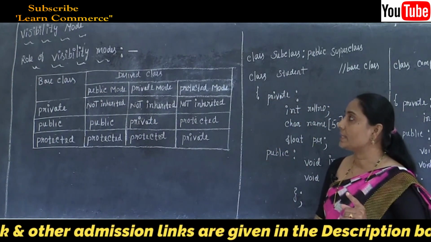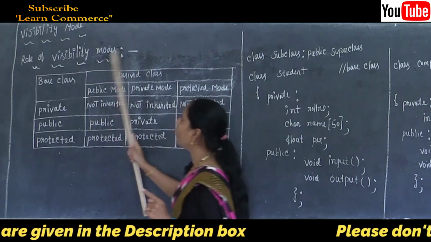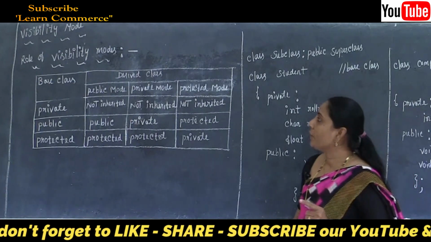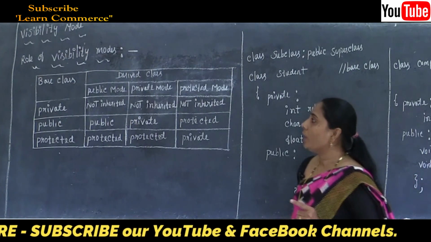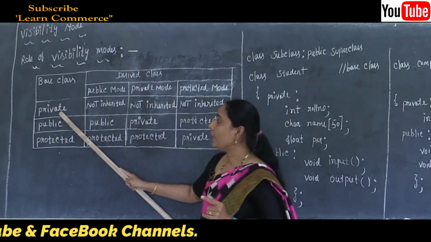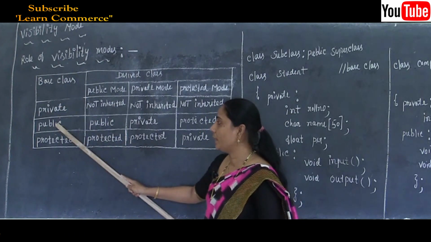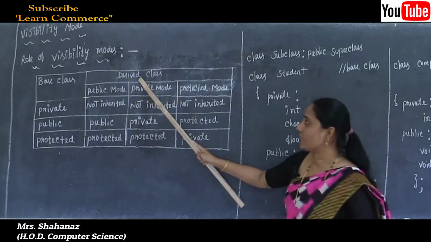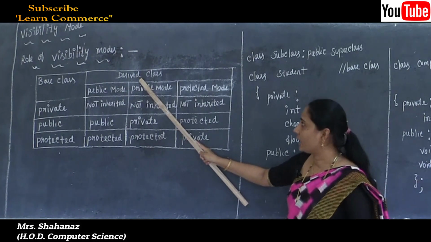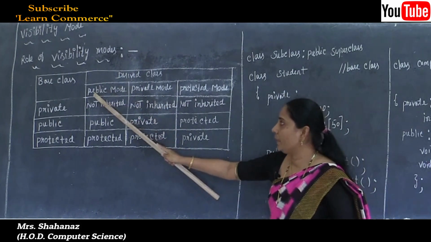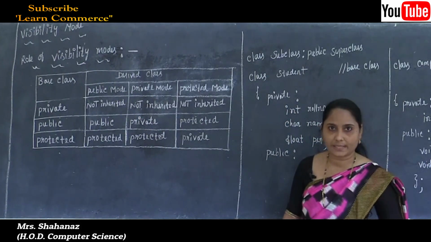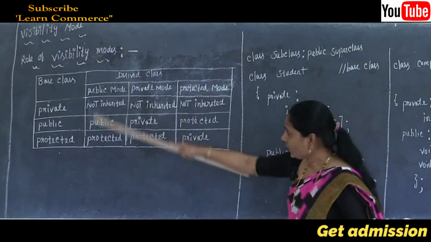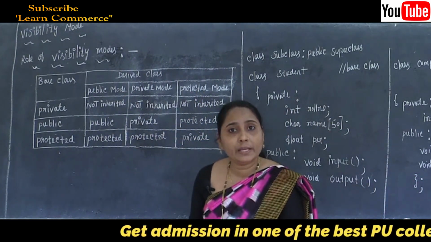So the next thing is the role of the visibility mode. What roles are going to apply in our visibility mode? Because in our base class the three access specifiers are private, public and protected, and we know that by using the base class we are constructing the new class, that is the derived class. In the derived class there is also public mode, which is called public inheritance. The private mode or the protected mode are there as well.